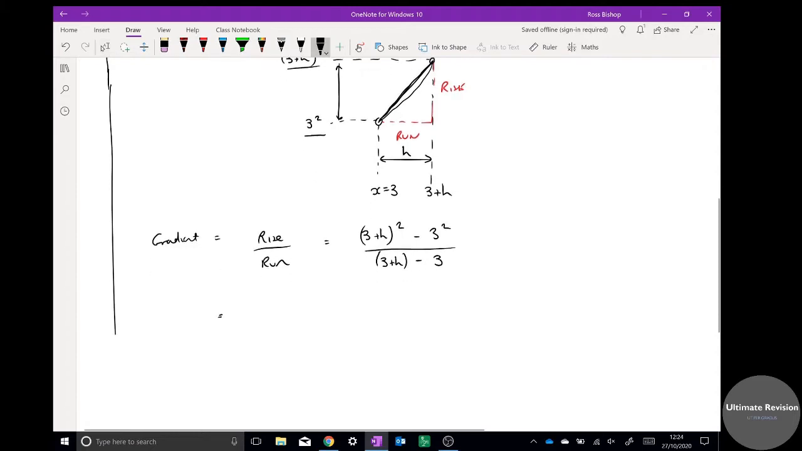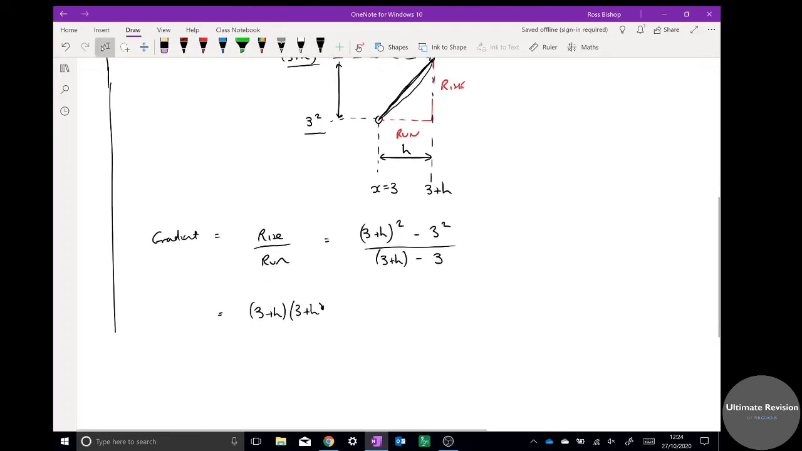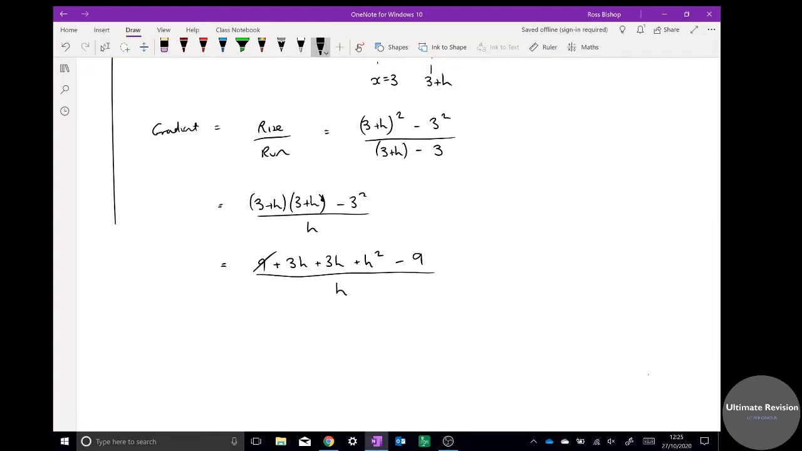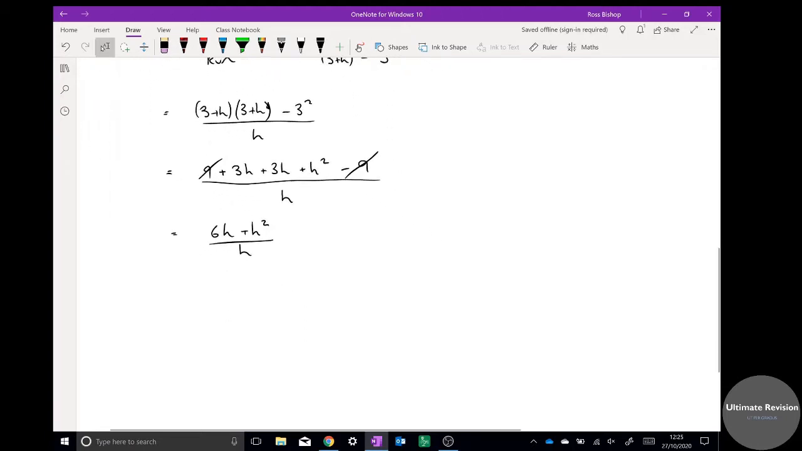Right, let's just simplify and see what we get. So the gradient is going to be 3 plus h squared minus 3 squared, all over, this just becomes h. Now if I expand this bracket, I get 9 plus 3h, plus another 3h, plus an h squared, minus 9, 3 squared, all over h. You'll see that a few things cancel out now. The 9s cancel, and I end up with 6h plus h squared over h. I can factorise the top.